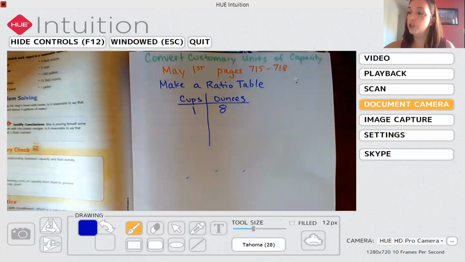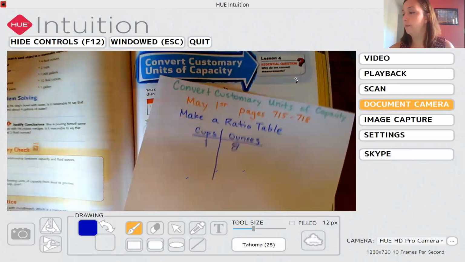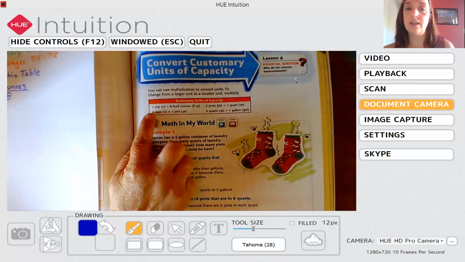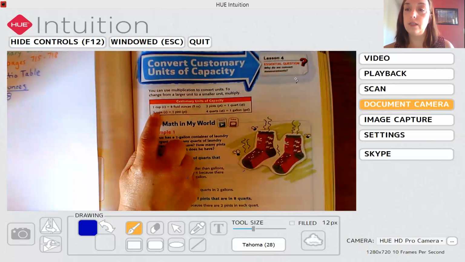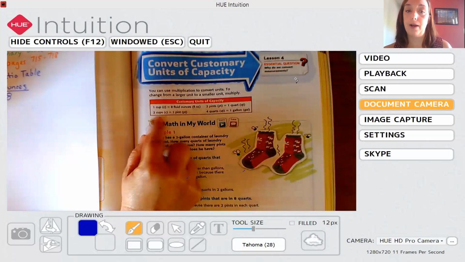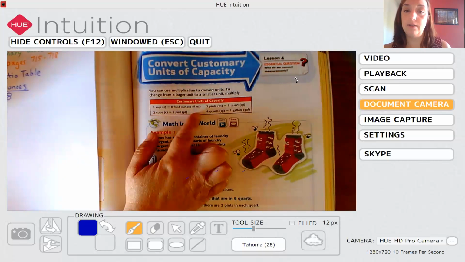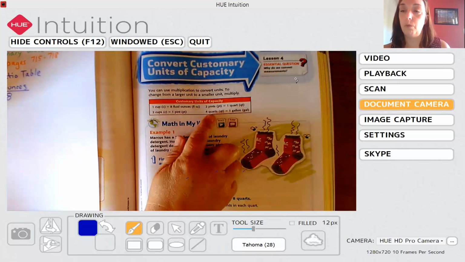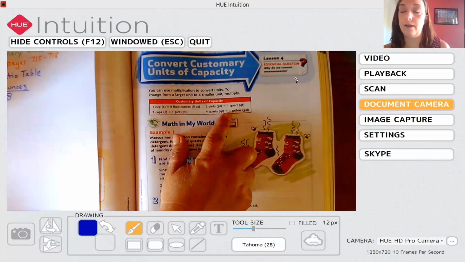Okay, so to do that, you're going to need the table that's here on page 715. It has the conversions between the different customary units. So for example, 1 cup is equal to 8 fluid ounces. 2 cups is equal to 1 pint. 2 pints is equal to 1 quart, and 4 quarts equal 1 gallon. And we can use that information to help us to convert from one unit to another.